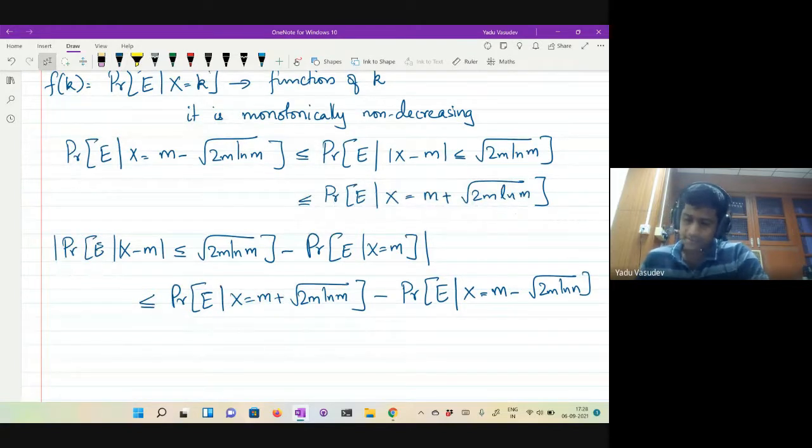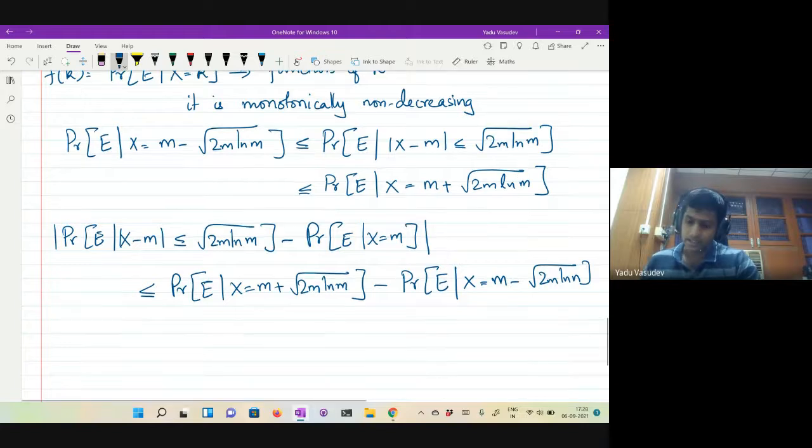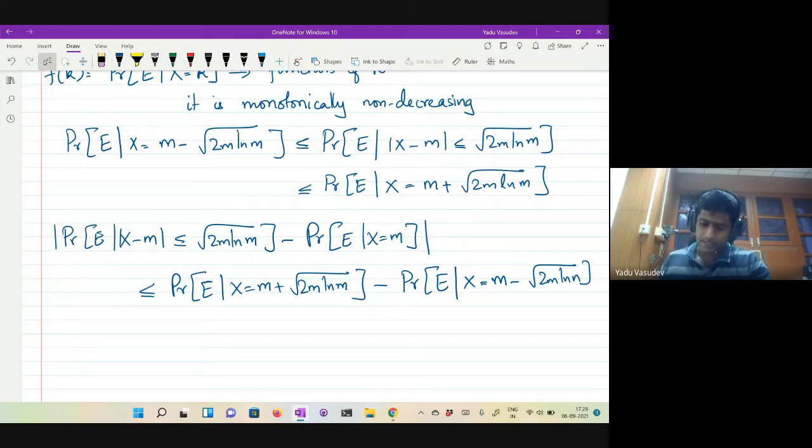And how do you compute this difference of these probabilities? Let's look at it this way. You are looking at the probability of event E, which is that every bin is non-empty, given that you have thrown m plus square root 2m ln m balls. And here what you have is the probability that there are no empty bins when you have thrown m minus square root 2m ln m balls.